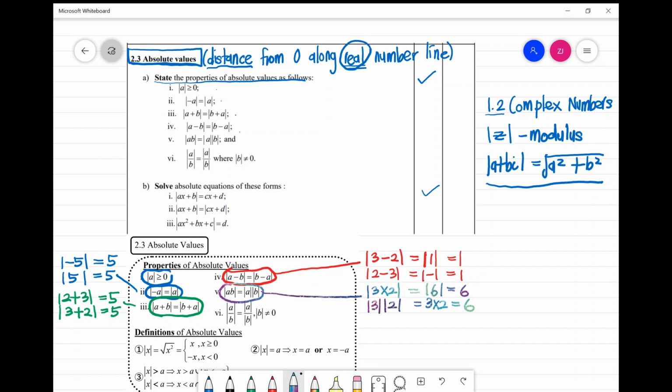Then what about the last one? The last property here. So we have this property.